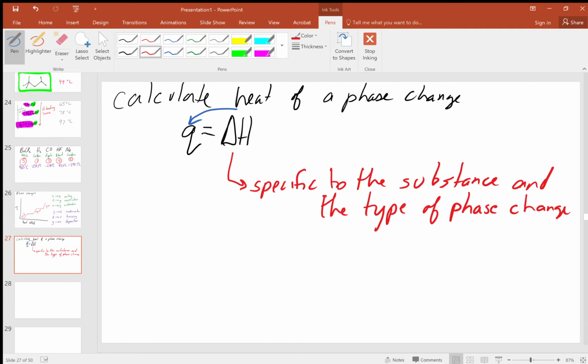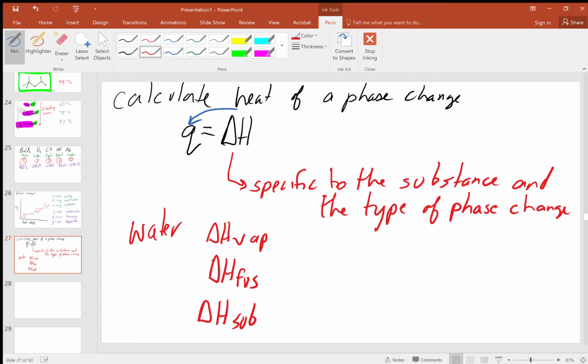So for water, for example, water has a delta H of vaporization. That's for its evaporation. It has a delta H of fusion for melting, and a delta H for sublimation.